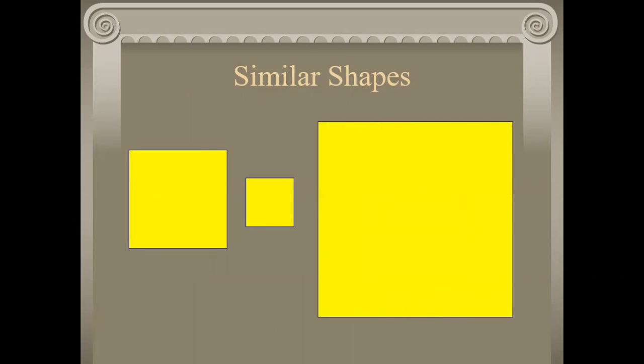Similar shapes. Square, another square, but it's smaller. So if it's the same shape but different size, they are similar. So they have the same shape but different size.